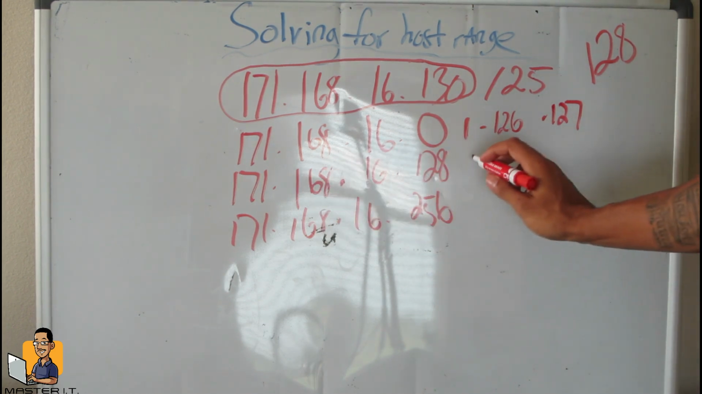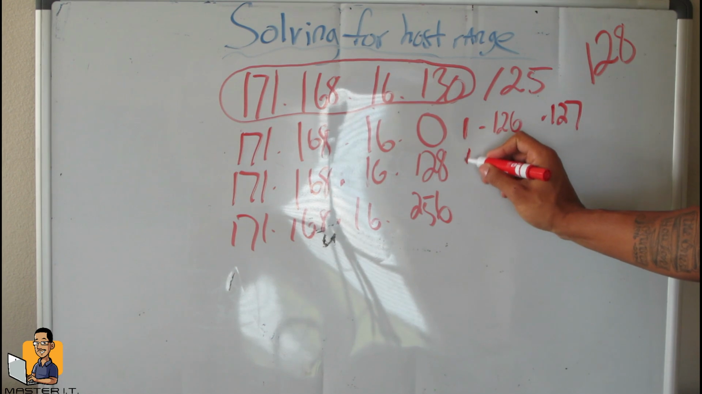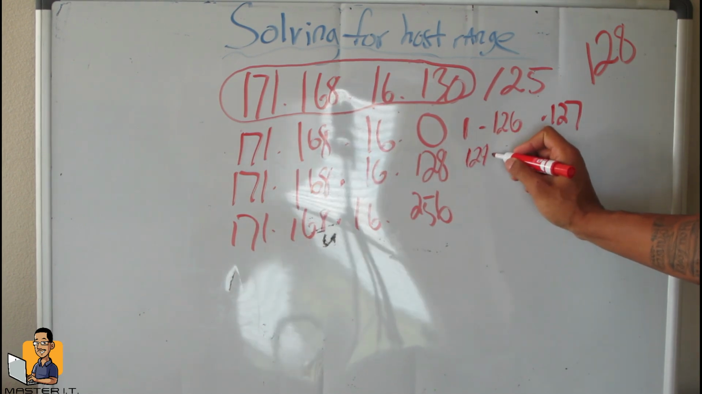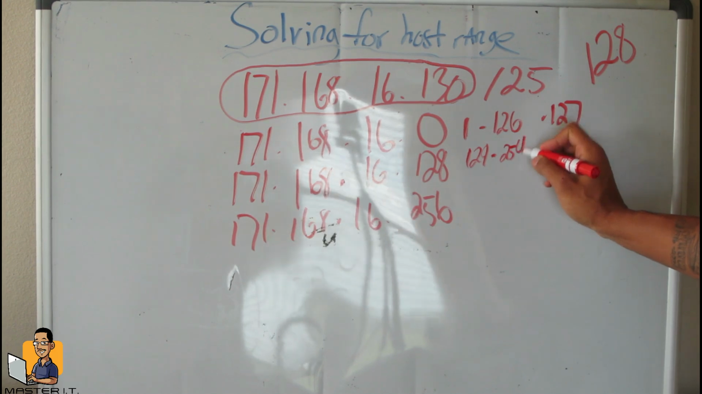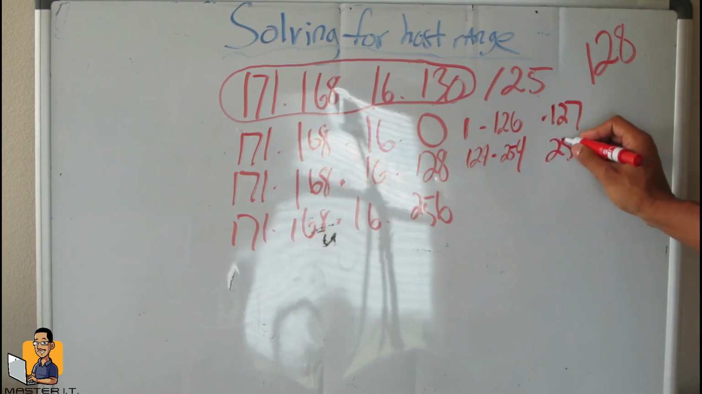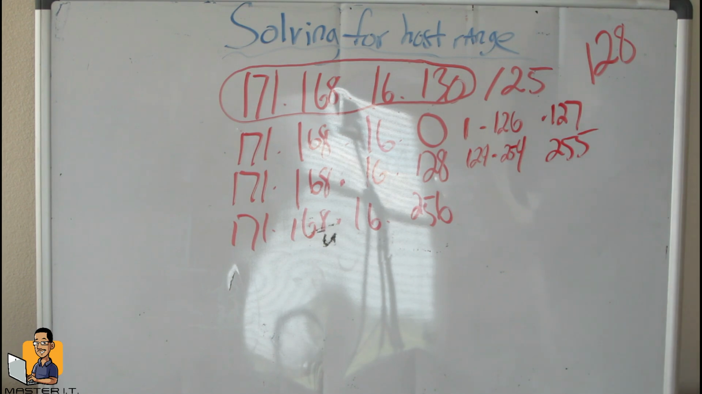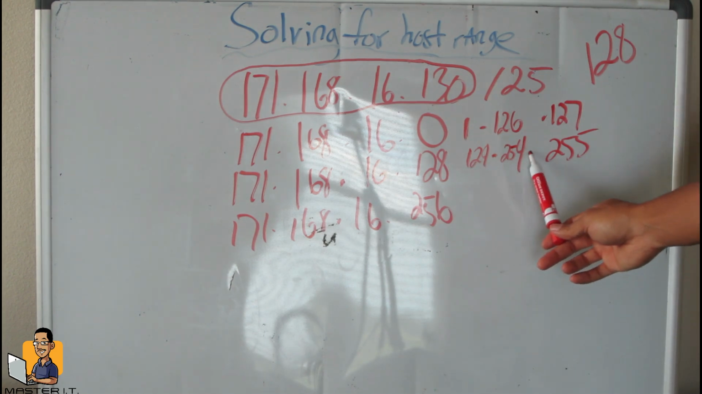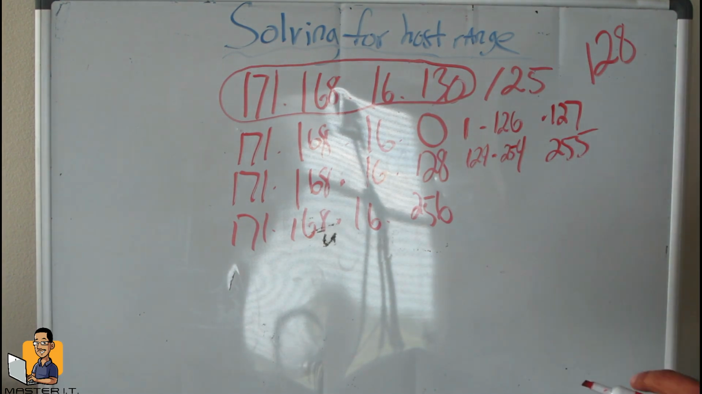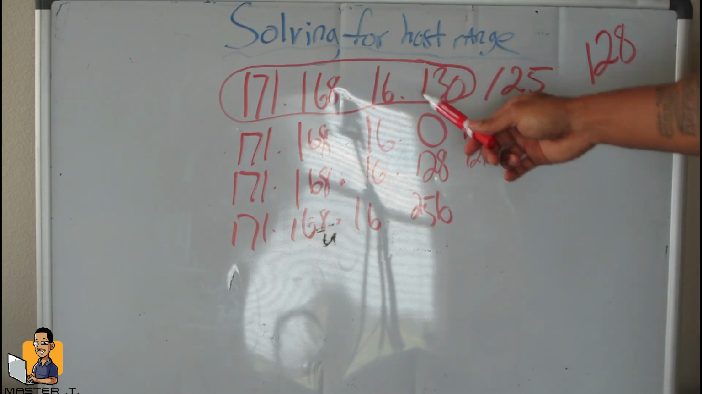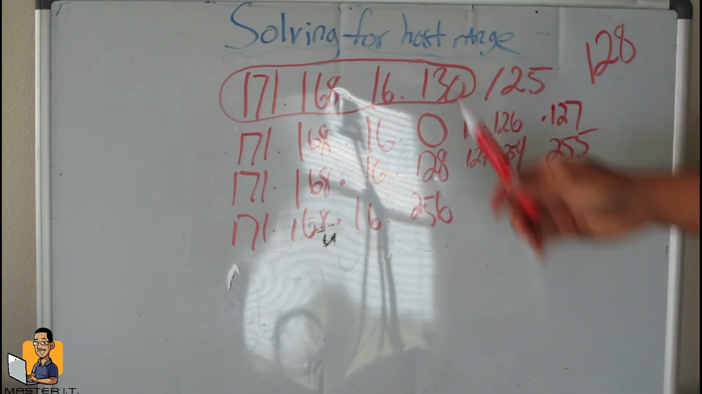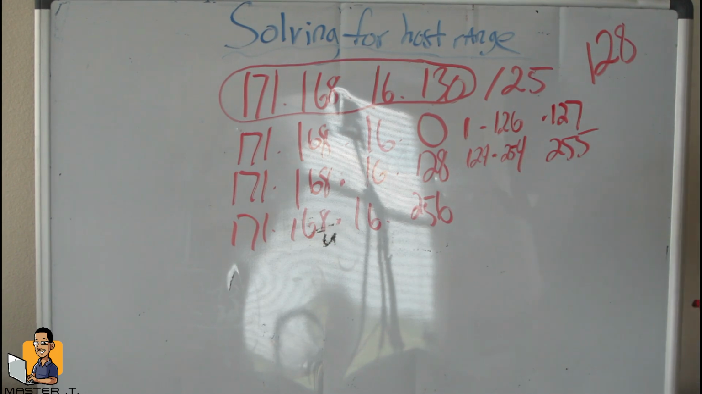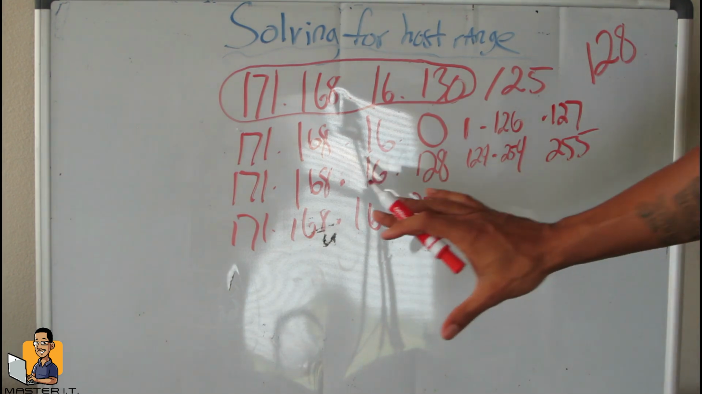So for the .128 network, it's going to be from 129 to 254 with a broadcast of 255. All right, so the network ID, .128, the range, .129 to .254, broadcast, .255. Will .130 fit inside of 129 to 254? Perfect. Exactly.